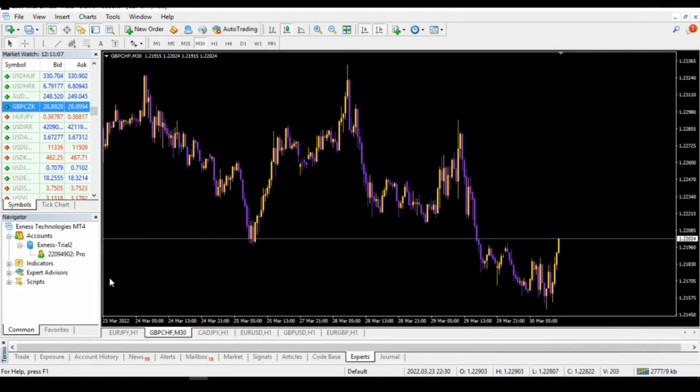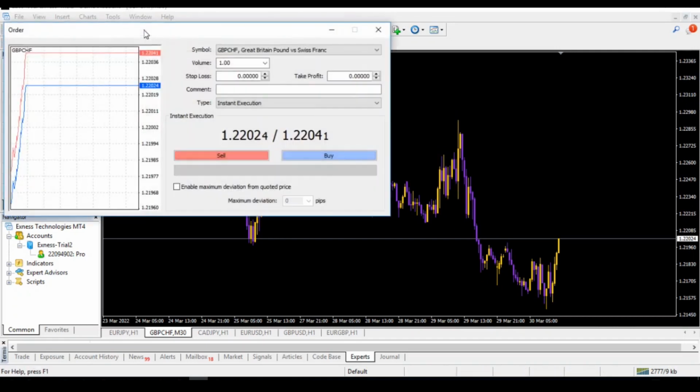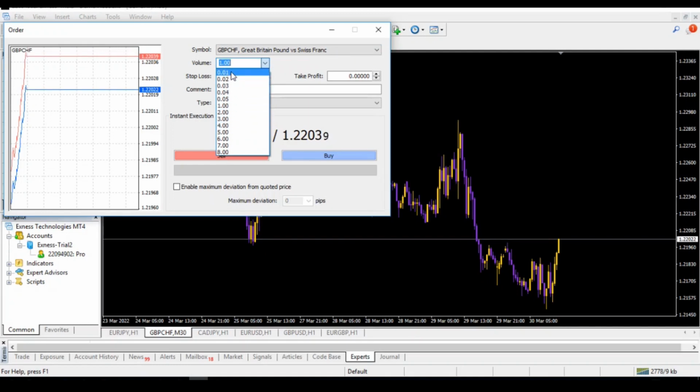First of all, you need to make sure you have opened the chart of the currency pair you want to trade. Now, to place your order, you select the new order option on the toolbar, and then you select the volume or the lot size you want to use for the trade. So you can see from these options a list of different lot sizes, from the standard lot to the mini lot to the micro lot sizes.